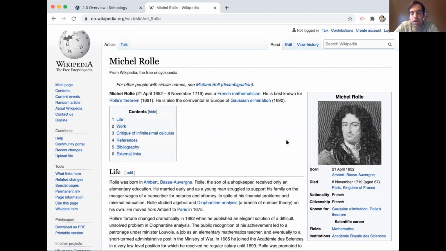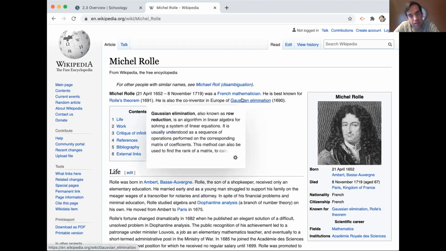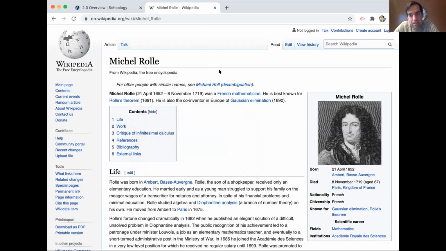So you might remember way back from honors pre-calculus, if you took that course, we had a matrix unit. And one of the ways that we talk about row reducing matrices is through Gaussian elimination. This is a big part of linear algebra. So if you ever take a linear algebra course in college, this will come back. But yeah, he's connected to matrices, which we already learned in pre-calc, and now we're going to learn about Rolle's theorem.